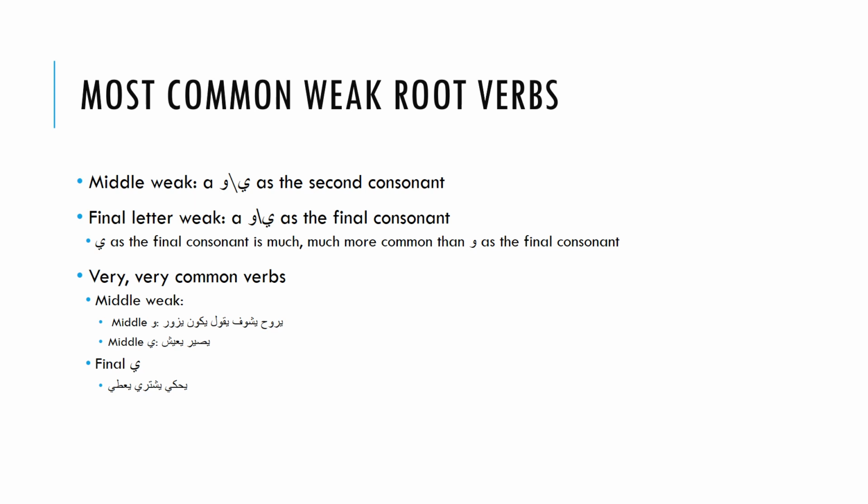And in the verbs we're most likely to hear, the most common weak roots are having a wow or yeah as the second consonant, and having a final yeah as the final consonant. They could have a final wow, but that's pretty rare. It's not that common. There are a few high-frequency verbs that have that, but more or less, you're going to find a lot more yeahs as the final consonant.